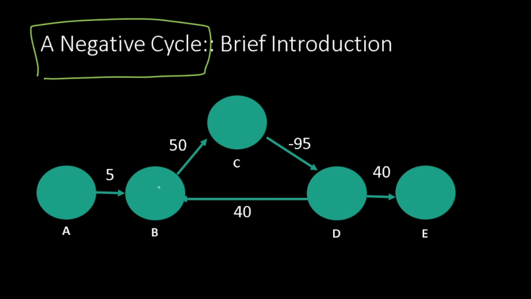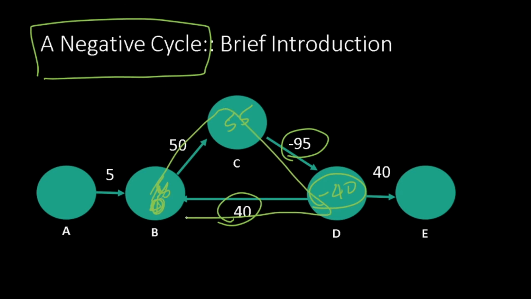How does that happen? Let us say you start with this point with the distance to be 5. You will reach C. By the time you reach C, your weight will be 55. And now from C to D, because the weight is negative, you'll end up with minus 40. And from D to B, you will end up with minus 40 plus 40 and the weight will be 0. So every time you traverse this cycle, each and every time, you actually end up losing weight.